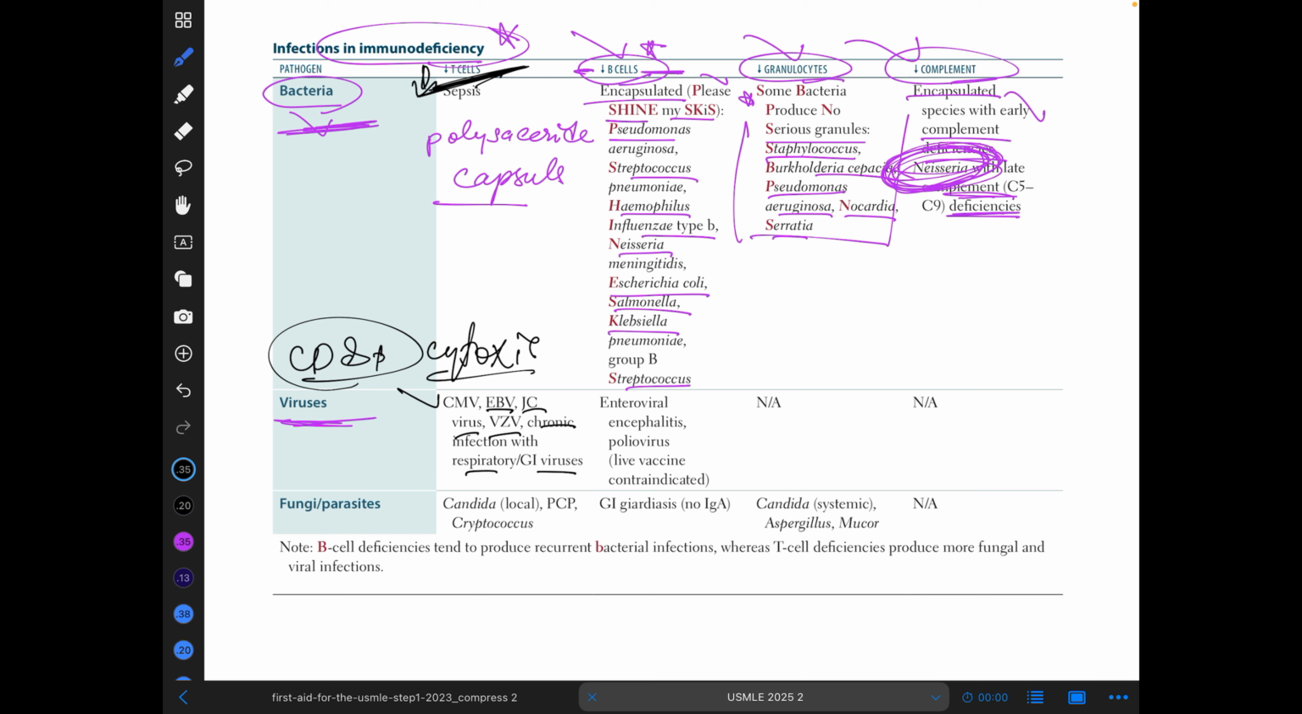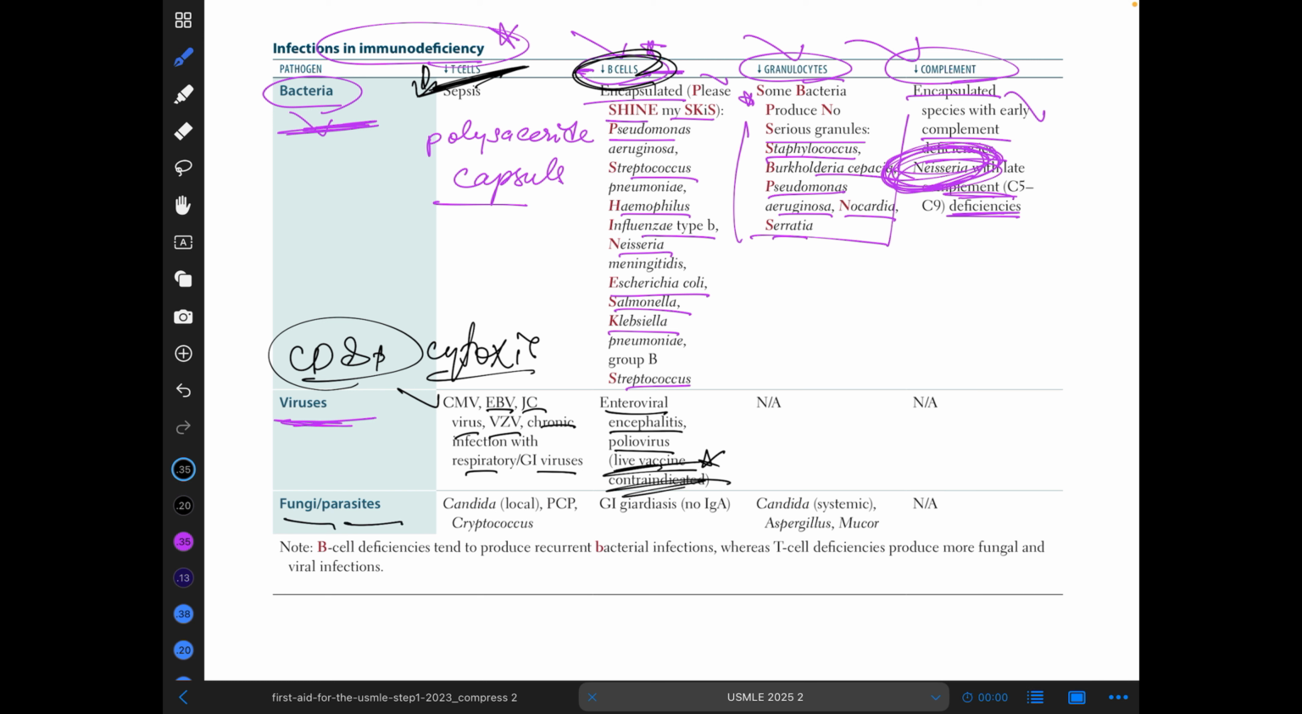B cells have not as much effect on viruses and recurrent infection, but some viruses also cause infection in the absence of B cells, that are enteroviral encephalitis and poliovirus in the patient having decreased B cells. The live vaccines are contraindicated.